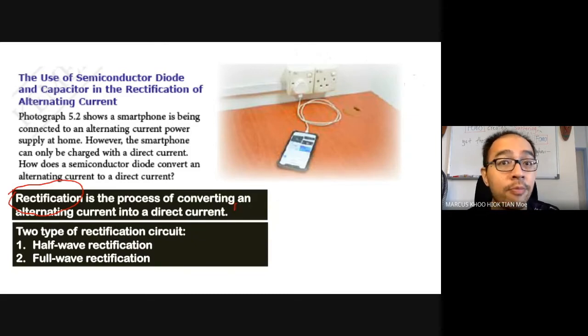This is the simplest possible explanation. Now there are two types of rectification. One is called half wave rectification, and the other one is called full wave rectification.